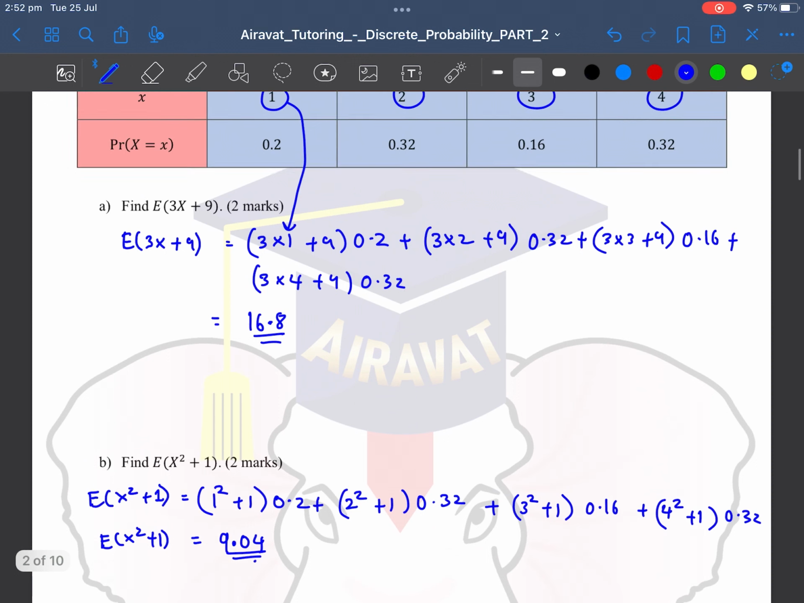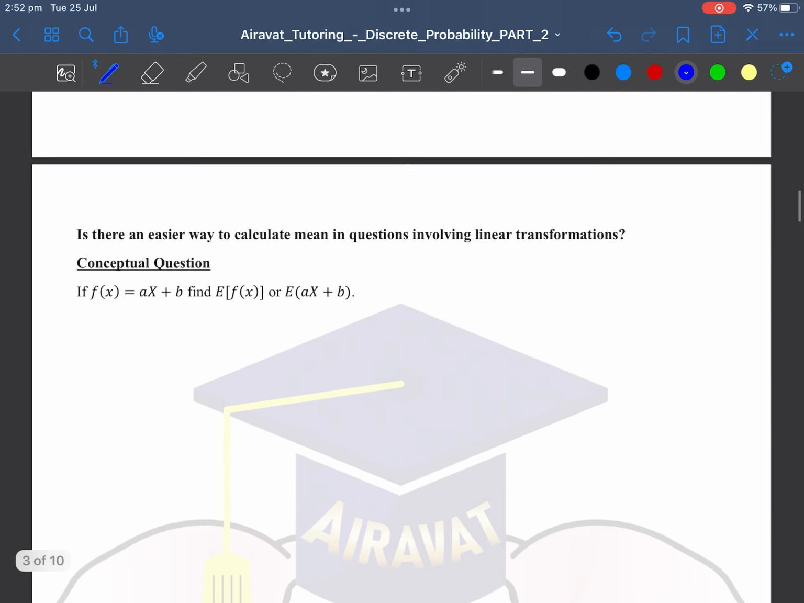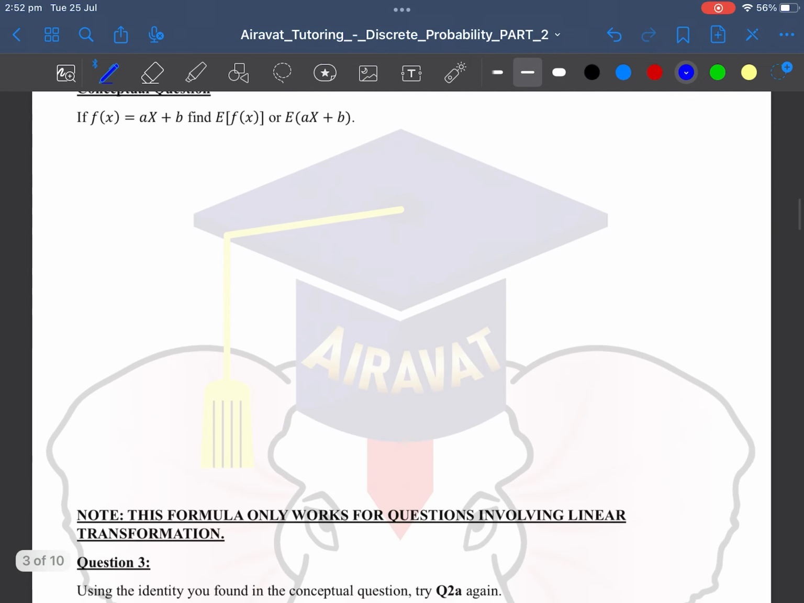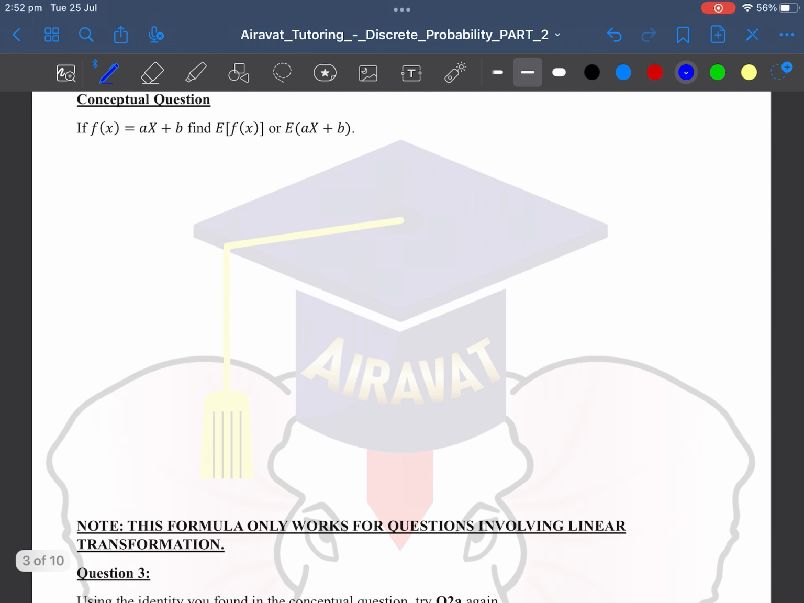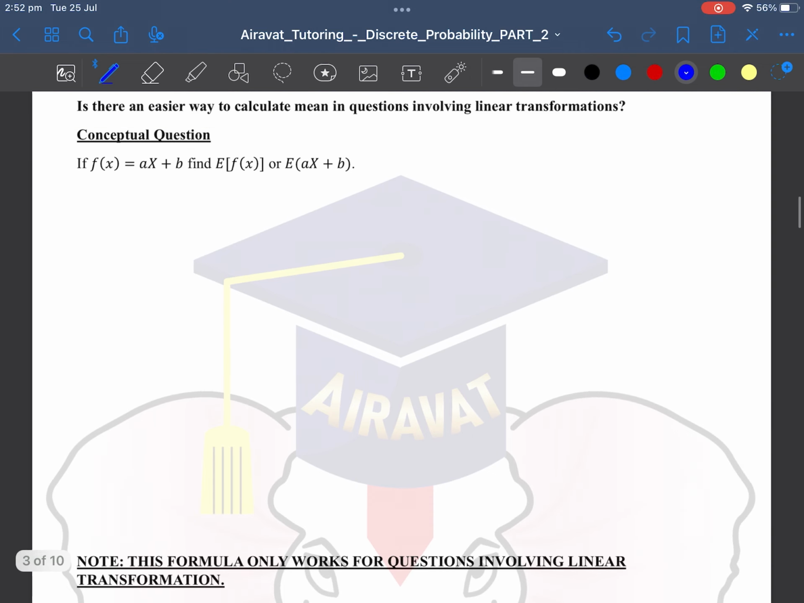So for a question like this, where there's a dilation and translation applied, is there an easier way? Can we derive an identity to make our lives a bit easier? Well, of course we can. So if f of x is equal to ax plus b, which is a linear function, we have to find E of ax plus b.